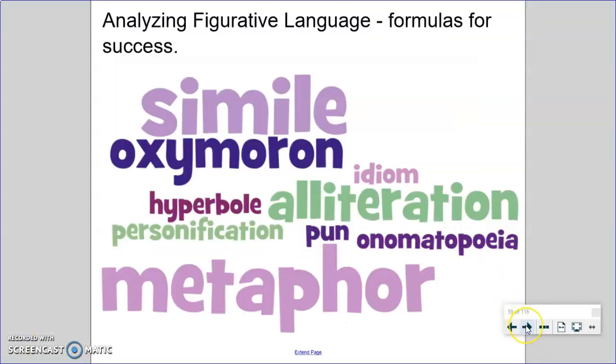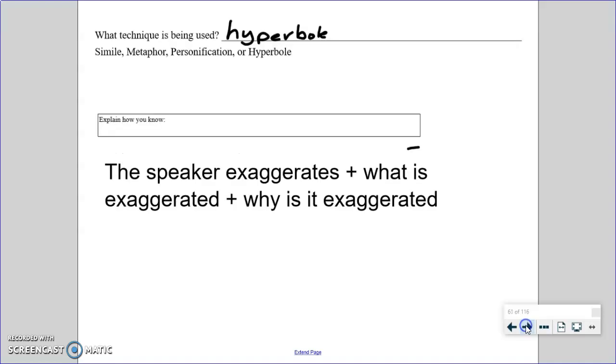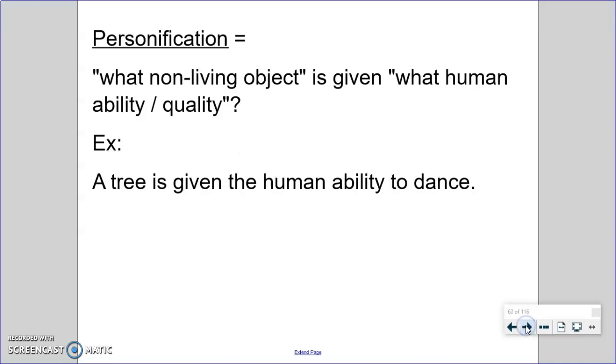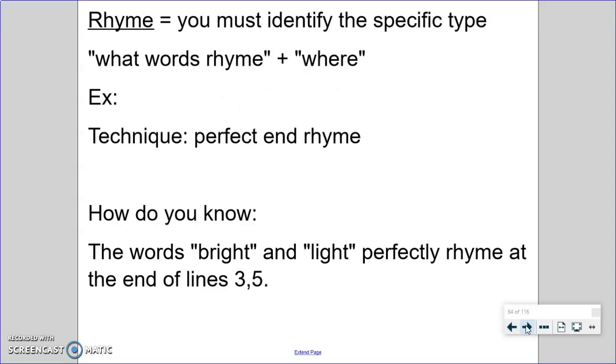Okay, so in the past we've talked about analyzing figurative language. Now we're analyzing sound devices and these formulas for success. So very similar to our conversations about figurative language, metaphors and similes, for example, and our formulas for what is compared to what using what and how we phrase our answers. I want to make sure that we talk about the sound devices and how we're going to be doing that. Okay, so let's start with the easiest thing to identify: whether or not a poem rhymes.